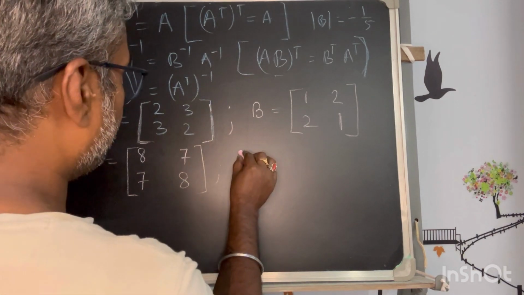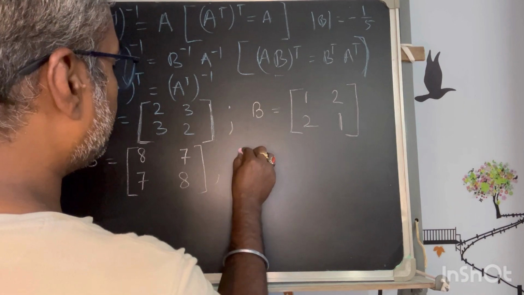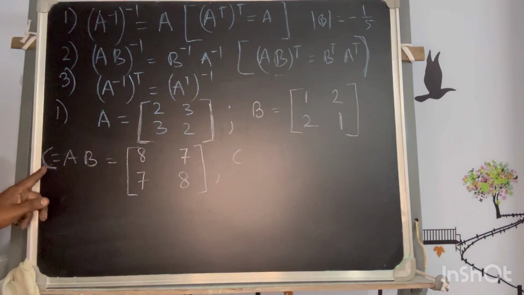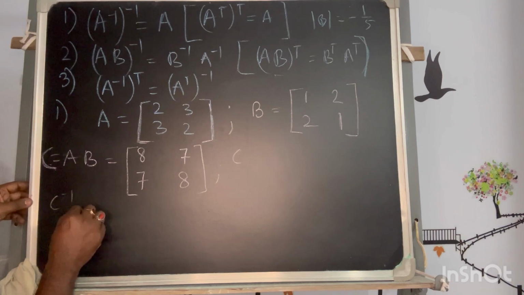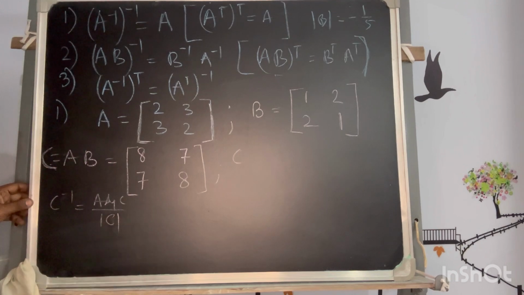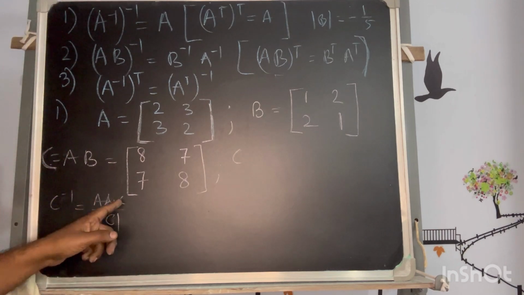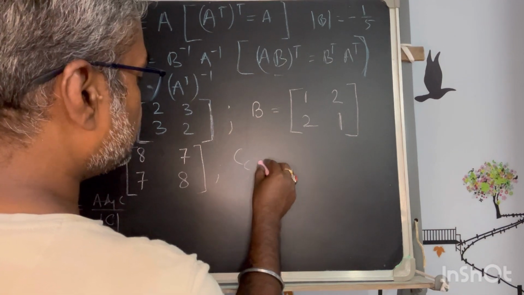Now to find what? First, this is C. To get C inverse, I have to find adjoint of C by determinant of C. This will be my rule. So adjoint of C, that means I have to find the cofactor of C.